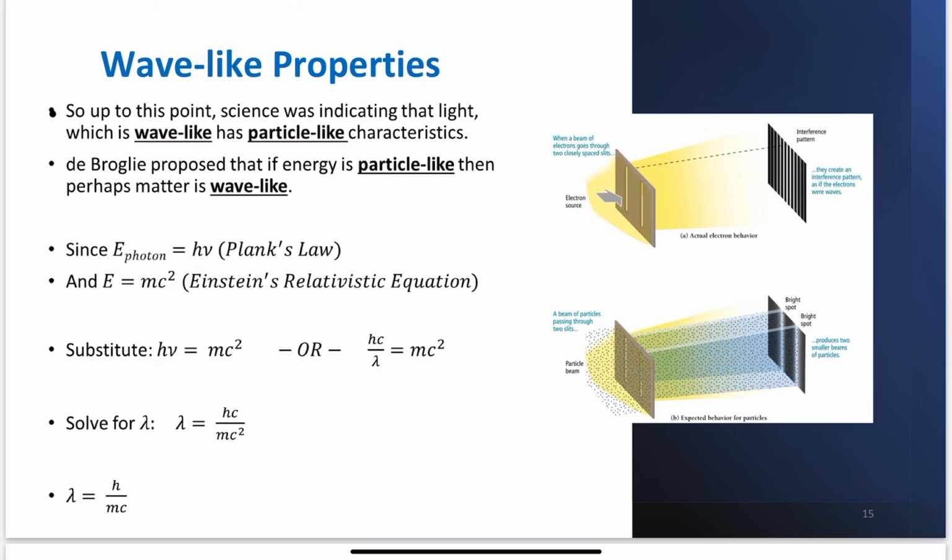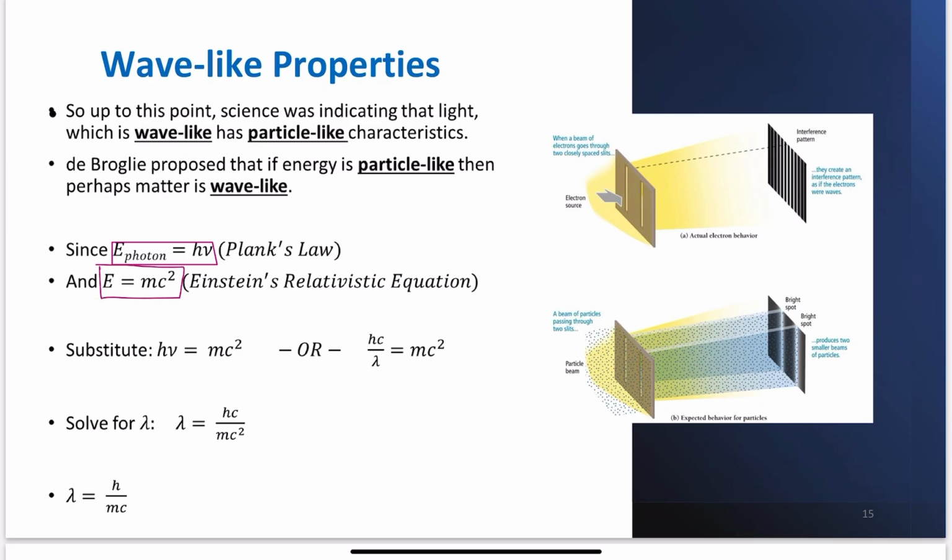So we've got these wave-like particle properties, right? So up until this point, scientists are indicating that light, which is wave-like, has particle-like characteristics. So de Broglie comes along, another scientist, and proposed, well, if energy is particle-like, then perhaps matter can be wave-like. And he developed the de Broglie equation. So again, the derivation is shown here. If you really want to go through it, I'll go through it pretty quickly, but I won't expect you to derive it. But we know that the energy of a photon is equal to h nu, our Planck's constant times our frequency, and that's Planck's law.